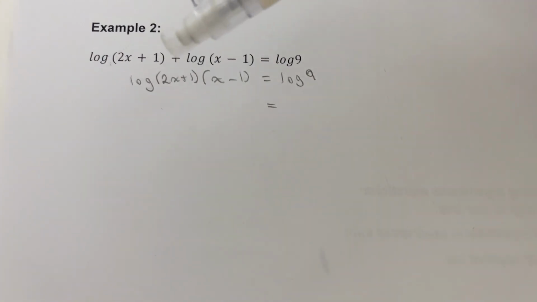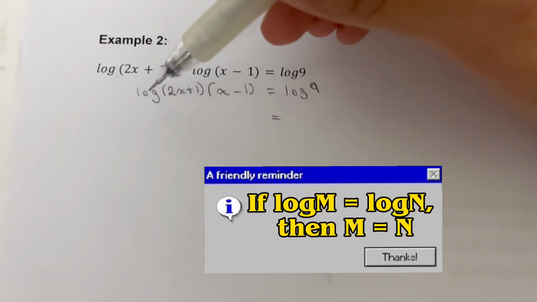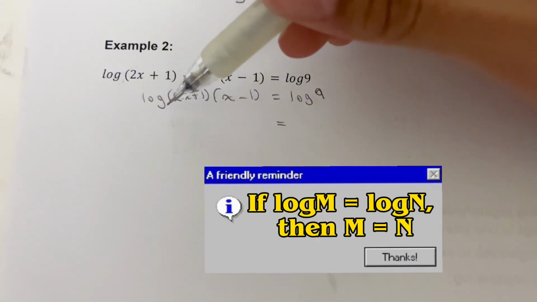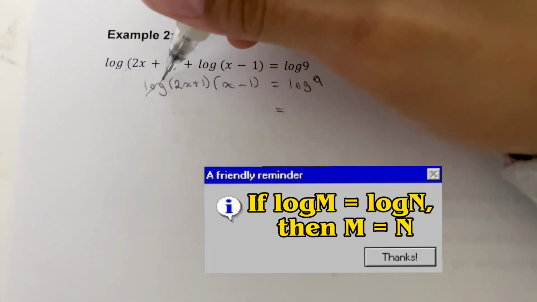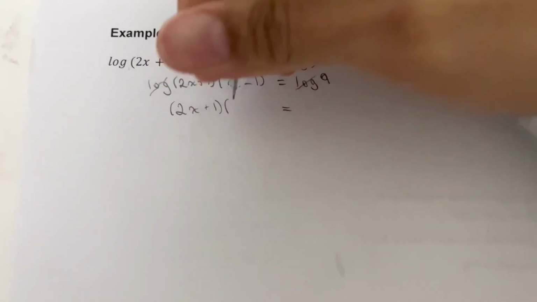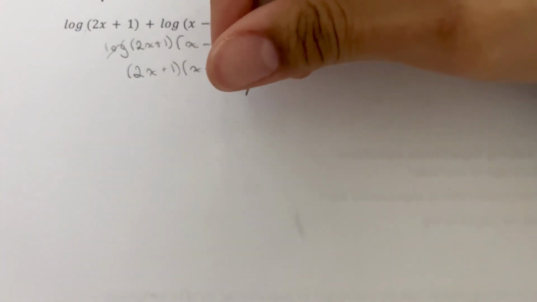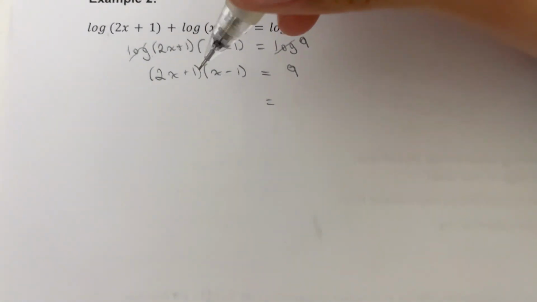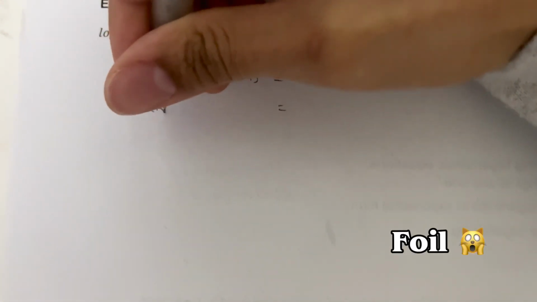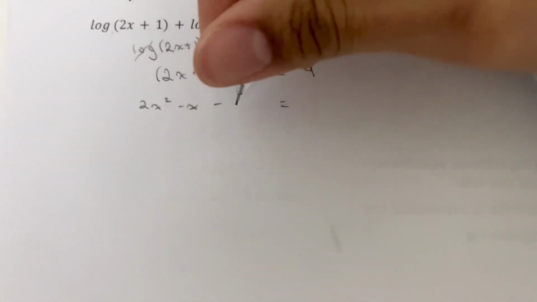What we can do is actually cancel out the log. So when you have a log equals a log with the same base number, what we can do is just cancel out the log and we are just left with the other terms. So we don't have to deal with the log anymore. So what we can do now is actually just solve it as you would a regular quadratic equation. So what we can do is FOIL these two brackets. So 2x squared minus x minus 1 equals 9.